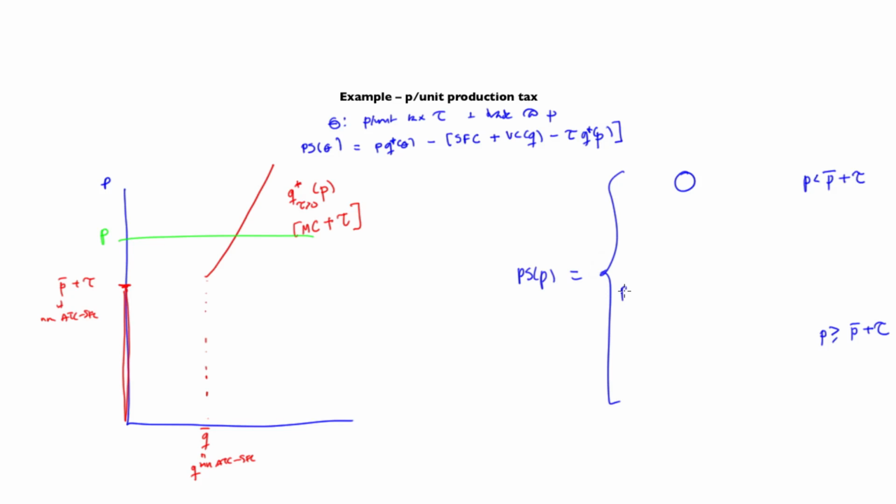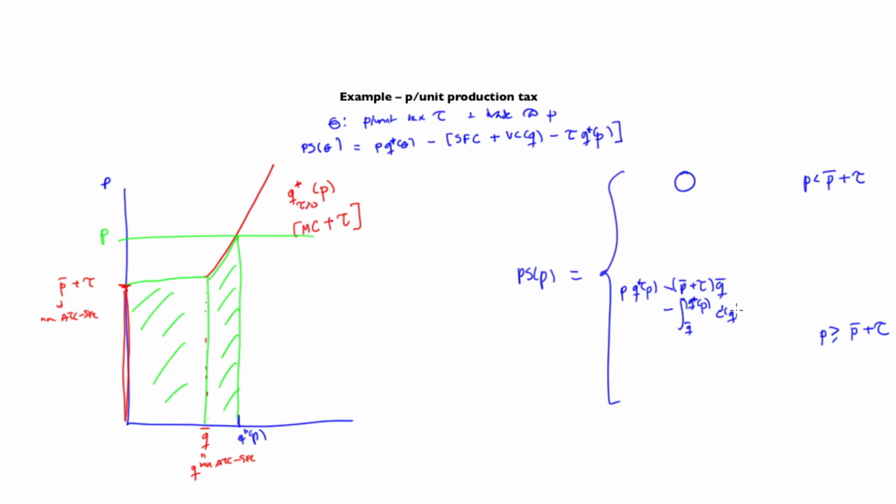Well, we know that the profits are going to be P times Q star of P, which is here. That's the revenue. And then we have to subtract the cost. And we can subtract the cost in two stages. First is this, for the same reason as before, and then is this area there. So that is going to be minus P bar plus tau times Q bar, minus the integral from Q bar to Q star of P of, importantly, the marginal cost function plus tau dQ. Because remember, the marginal cost function that is relevant here has the addition of this tax.